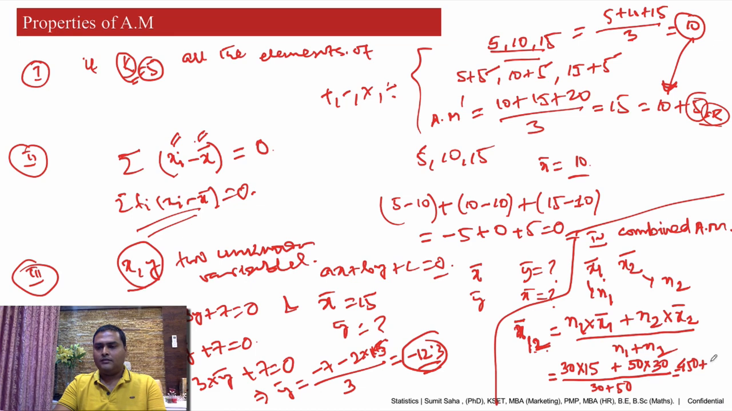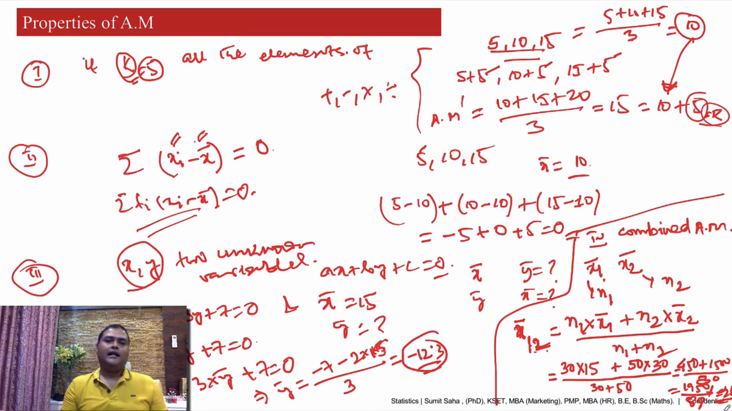450 plus 1500 divided by, sorry, 80, right? So this is 1950 divided by 80, and whatever, it's coming close to 25 approximately. So I can say that 25 is the average score for BA and BSc students, all students put together. So this is nothing but the combined mean, right?